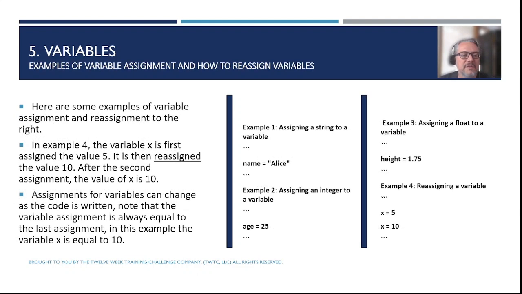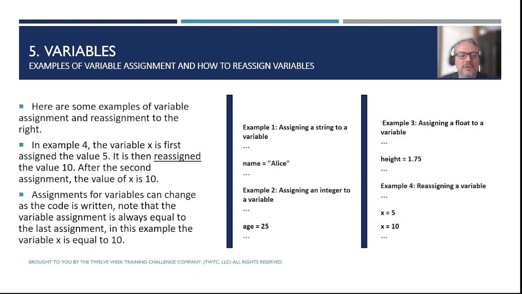Here are some more examples of variables. Here are some examples of variable assignment and reassignment to the right. In example 4, the variable x is first assigned the value of 5, then reassigned the value of 10. After the second assignment, the value of x is 10. Assignments for variables can change as the code is written. Note that the variable assignment is always equal to the last assignment. In this example, the variable x is equal to 10.